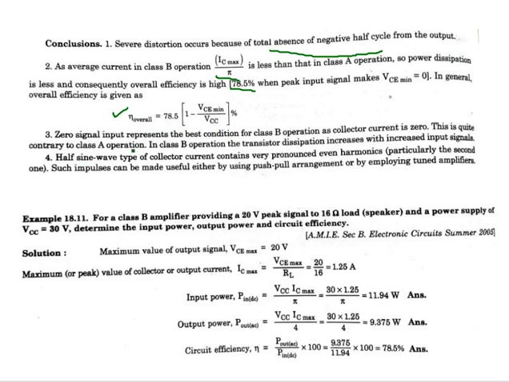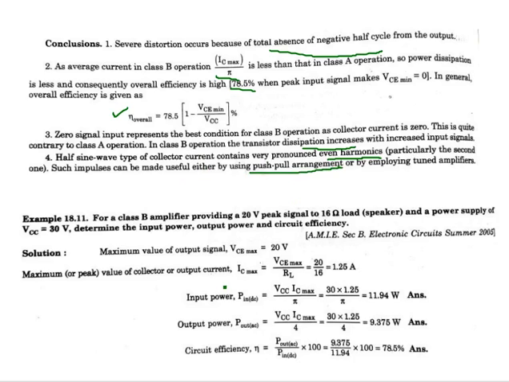Now zero signal input represents the best condition for class B operation as collector current is 0. This is quite contrary to class A operation. In class B operation, the transistor dissipation increases with increased input signals, and half sine wave type of collector current contains very pronounced even harmonics. We will see harmonics, particularly the second one. Such impulses can be made useful either by using push-pull arrangement or by employing tuned amplifier. We will discuss push-pull arrangement.